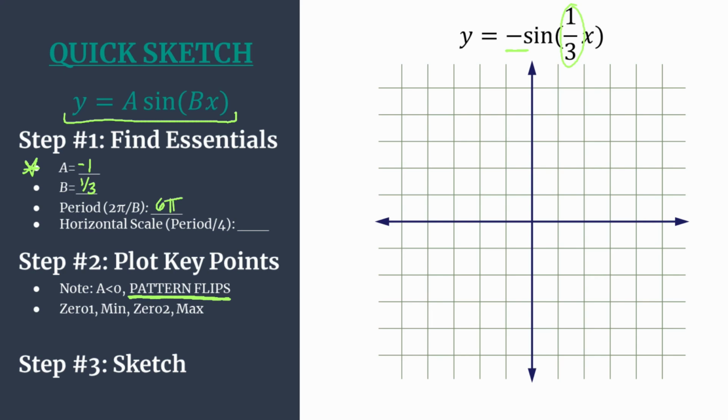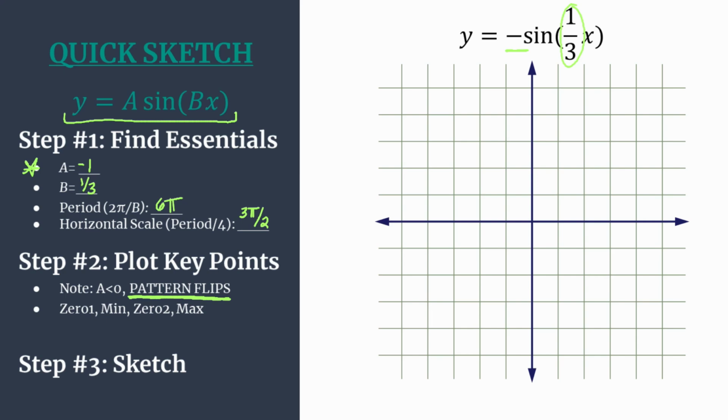Once I have the period, I like to go ahead and divide it by 4 and use that as my horizontal scale. So that's how we'll count our horizontal tick marks. So 6 pi over 4 is going to be count by 3 pi over 2 on that horizontal axis. And this ensures that my key points in the next step will align nicely with the horizontal tick marks. It makes for a nice clean graph.